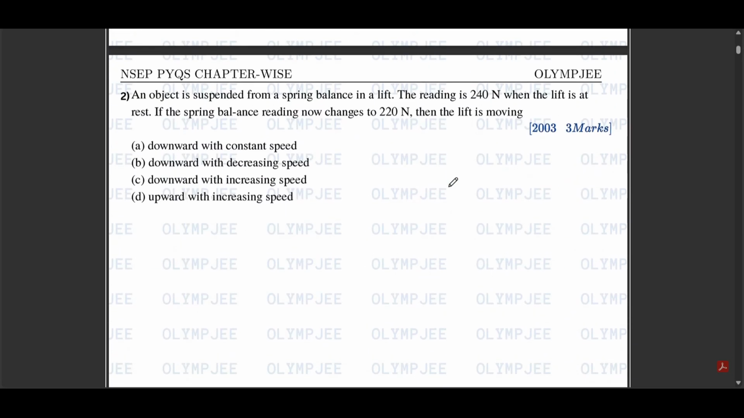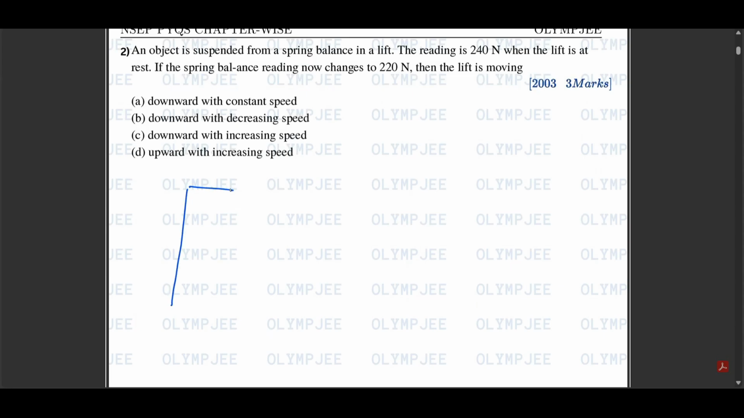So moving on to question 2, it says that an object is suspended from a spring balance in a lift. The reading is 240 newtons when the lift is at rest. If the spring balance reading now changes to 220 newtons, then the lift is moving. Okay, so the lift is something like this and it is moving. We have to find out how it is moving. The reading was earlier. This is the spring balance, and suppose this has mass m, so mg will be acting downwards and tension will be acting upwards. So tension is the reading which the spring balance shows, so mg must be equal to 240, right? And let us now see when the spring balance will show 220 newtons.